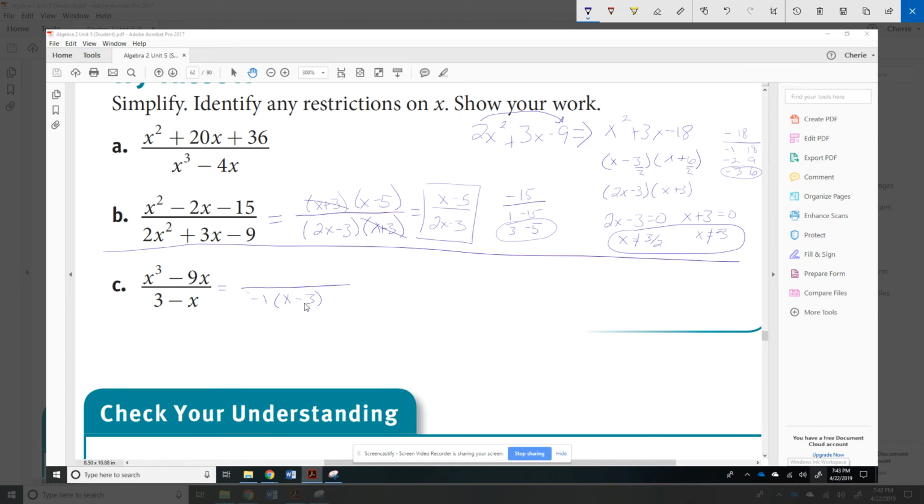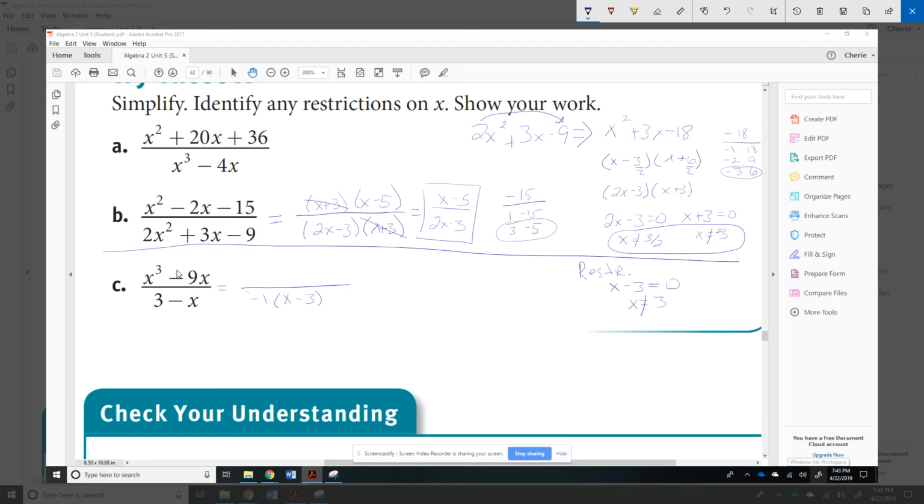So what does that mean? That means you take this factor and you set it equal to 0. These are for our restrictions. You take x minus 3, which is the factor, you can set equal to 0. Add 3 to both sides. You get x equals 3, but the restriction says x can't be 3 because that would cause my denominator to be 0. So the restrictions on the domain are x can't be 3.